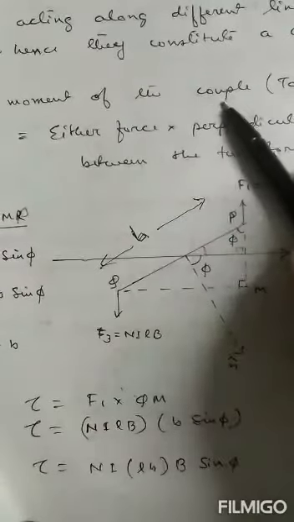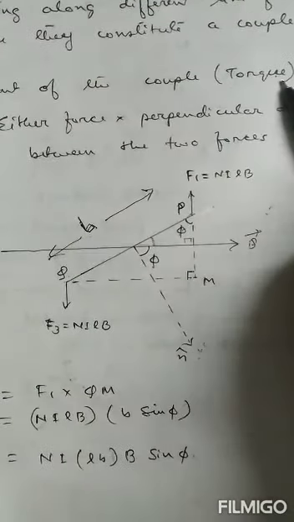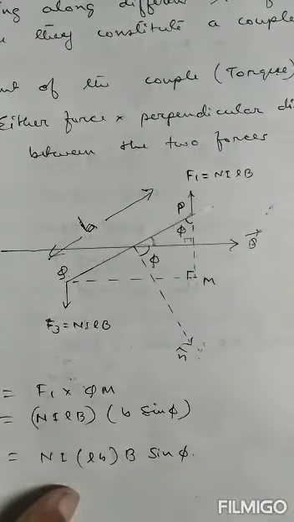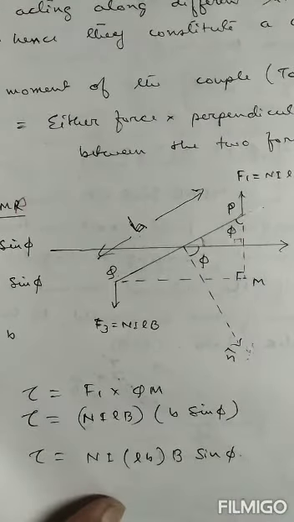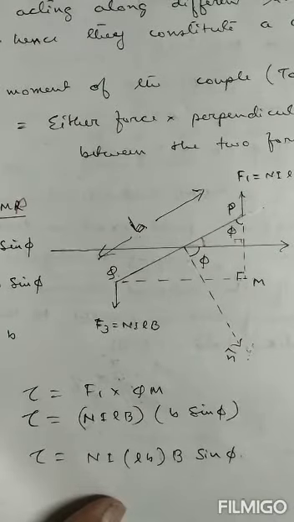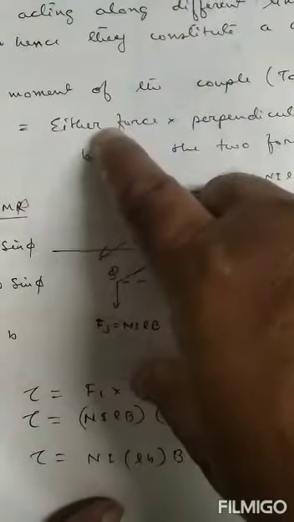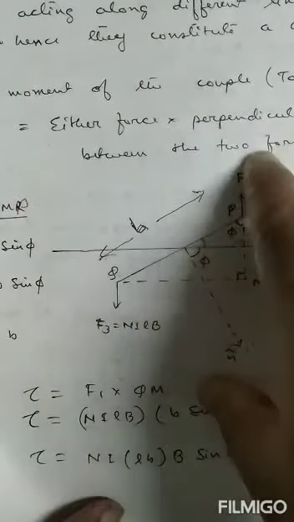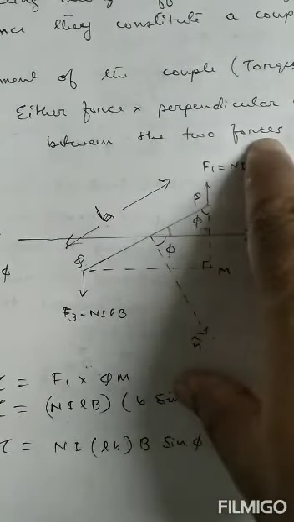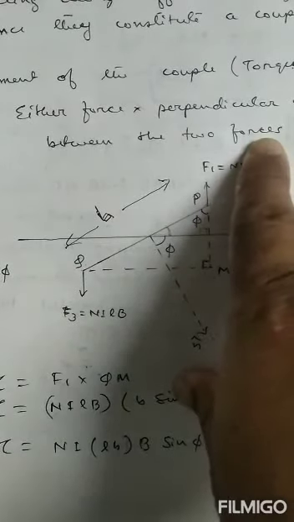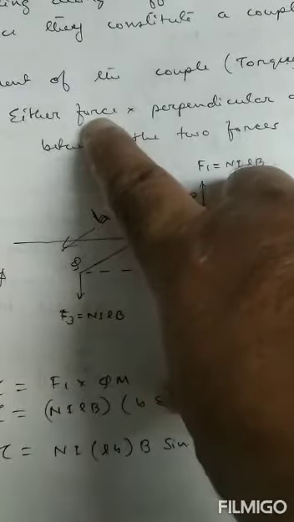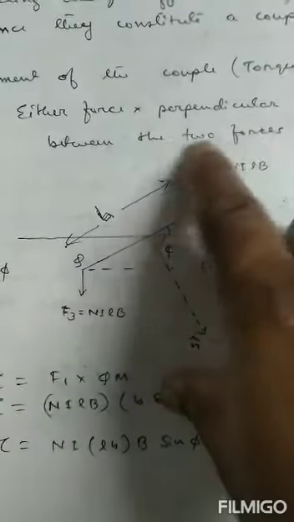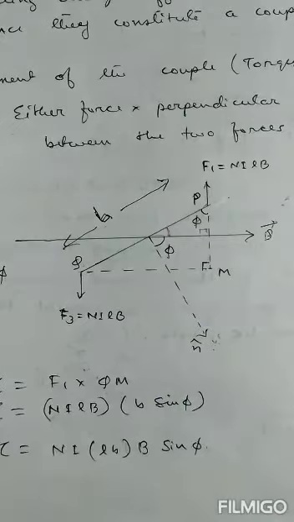So what is the moment of the couple? Moment of the couple is the torque. Since the coil rotates, a torque acts on it. And who will produce that torque? The torque is produced by the couple. So what is the value of the moment of the couple? Force into perpendicular distance between the two forces. Moment of the couple is equal to either force, out of the two forces one force has to be taken, into the perpendicular distance between the two forces.